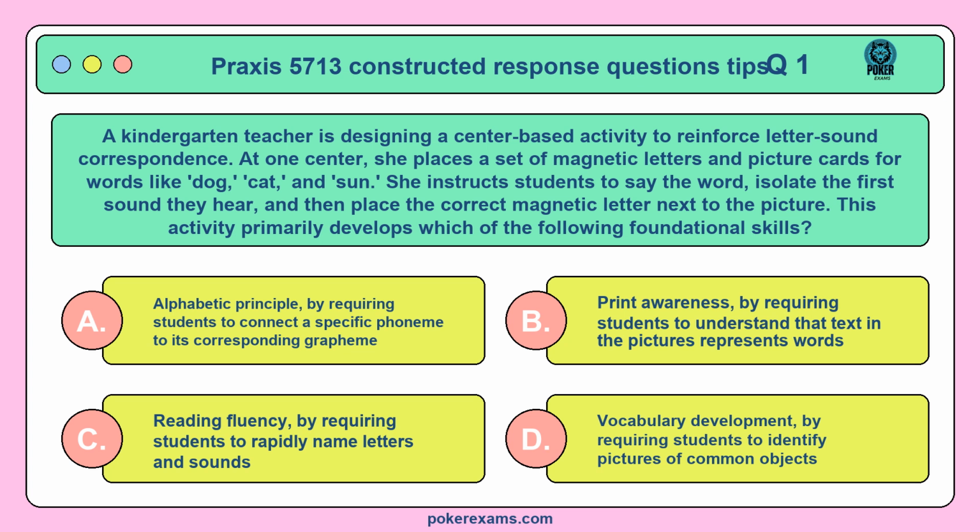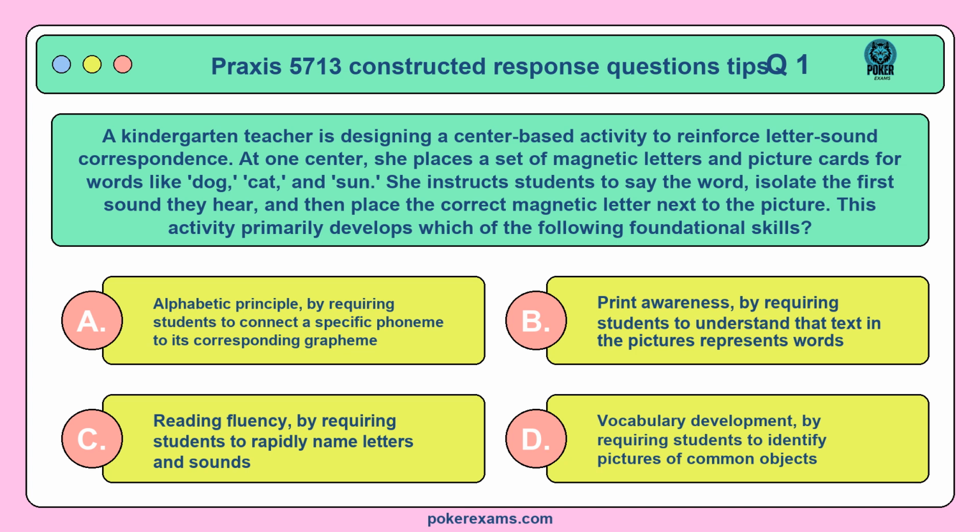Question 1. A kindergarten teacher is designing a center-based activity to reinforce letter-sound correspondence. At one center, she places a set of magnetic letters and picture cards for words like dog, cat, and sun. She instructs students to say the word, isolate the first sound they hear, and then place the correct magnetic letter next to the picture. This activity primarily develops which of the following foundational skills?